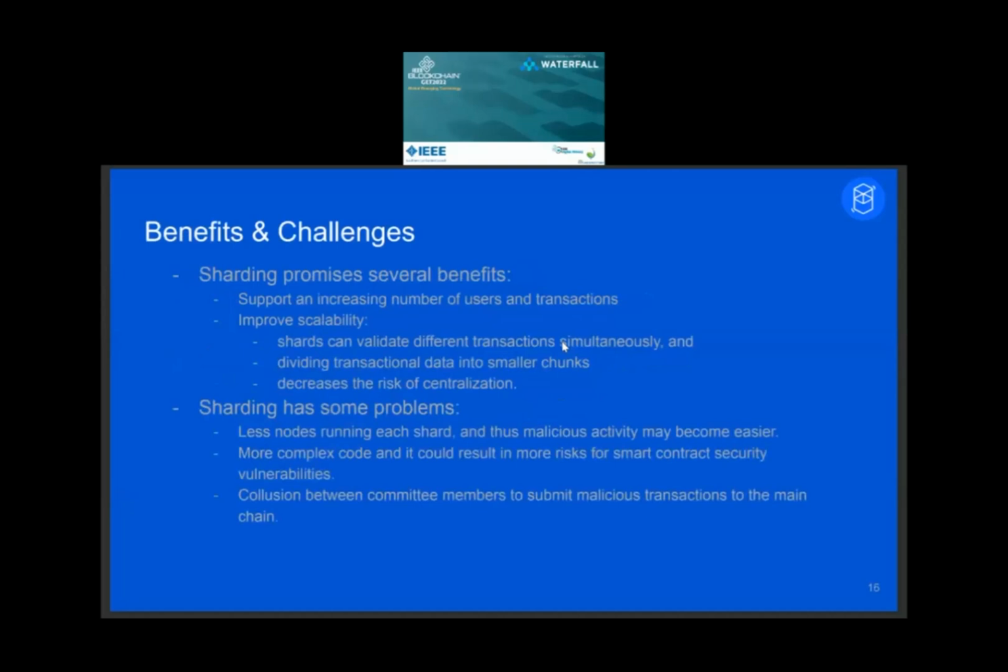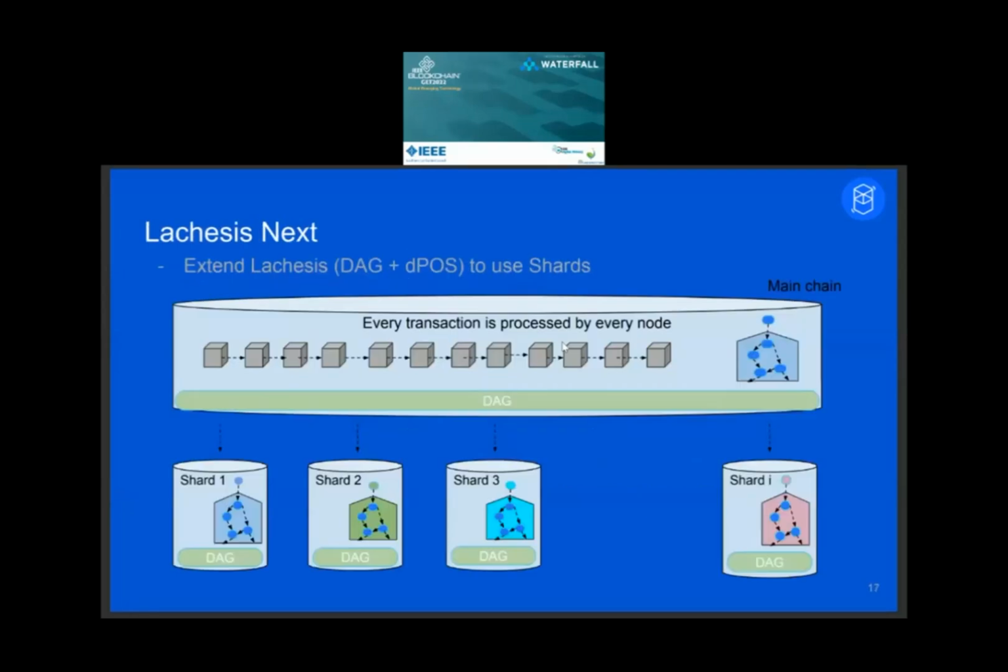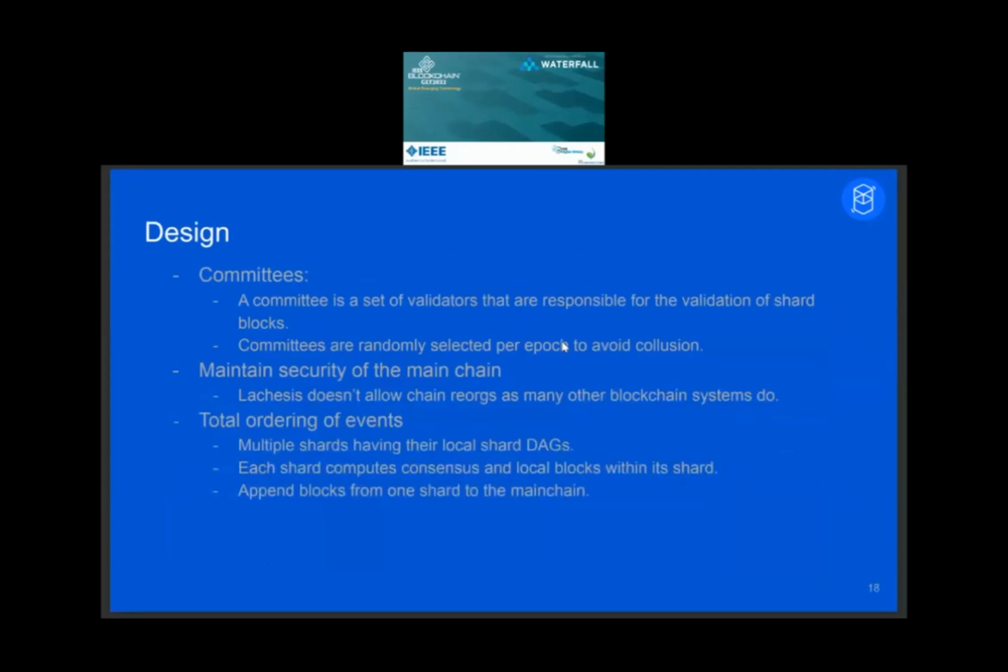We have started studying sharding and a few other scaling methods in our next generation of Lachesis. We will study Lachesis, with the current DAG and DPoS, to use shards. The advantage of using Lachesis is its effective handling of the DAG for fast and secure consensus. Here is a brief overview of some designs that we are currently studying.